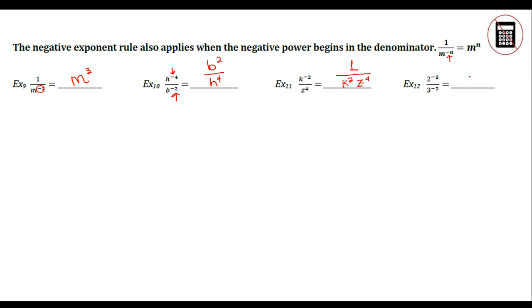Example 12. We are going to reciprocate both of these powers because they both have negative exponents. So 2 to the negative 3 comes to the denominator and becomes a positive exponent. 3 to the negative 2 will reciprocate to the numerator. And now let's evaluate these. Anytime you can evaluate, go ahead and do that. So here we have 9 over 8. So let's just leave it as 9/8.